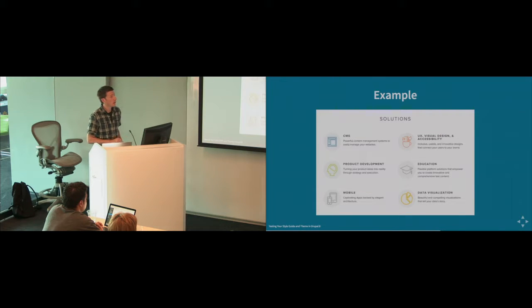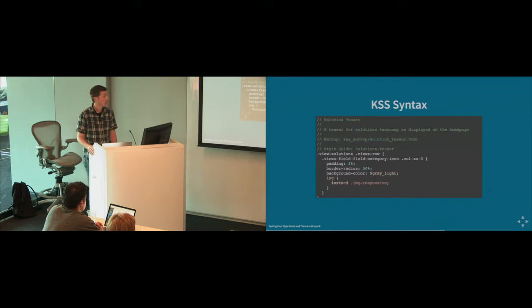So let's take a quick look at an example and what this would look like. This is the solution section on the Breakthrough Technologies website. We have teasers for taxonomy terms. There's a little thumbnail, and then a title, which is an H4, and then some text. If we wanted to document that and include it in the style guide, this is what that could look like.